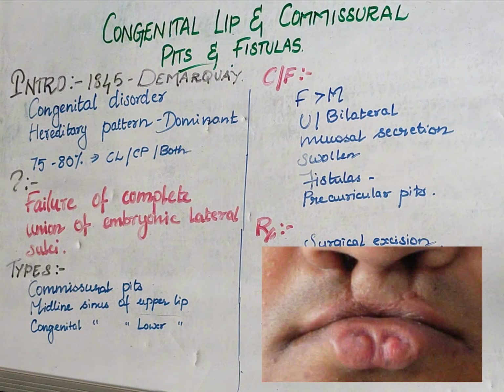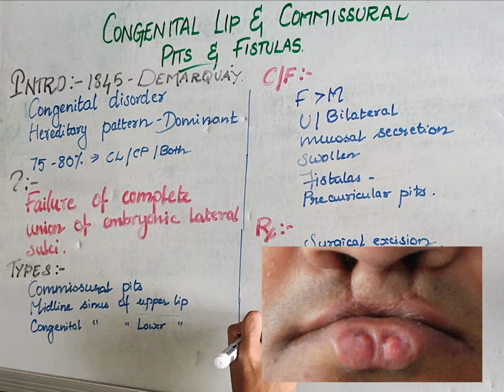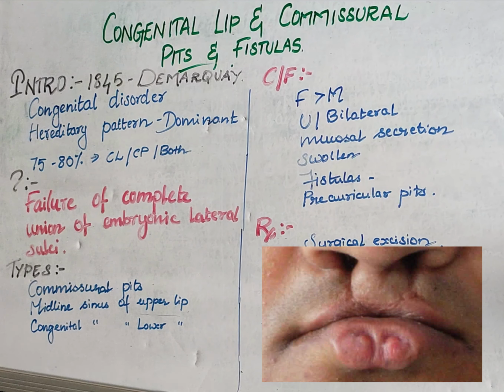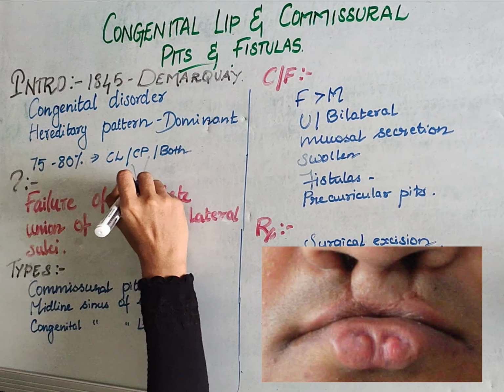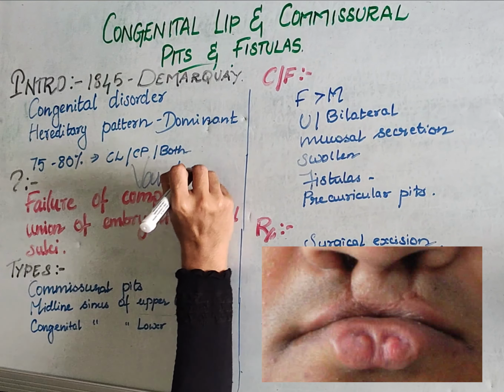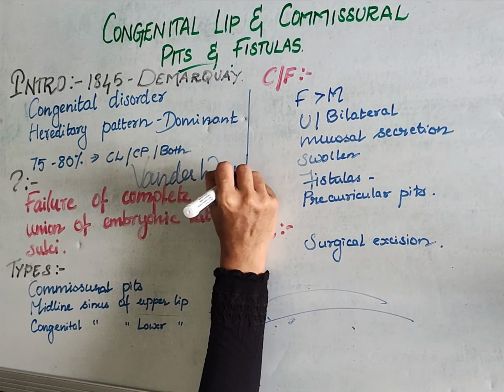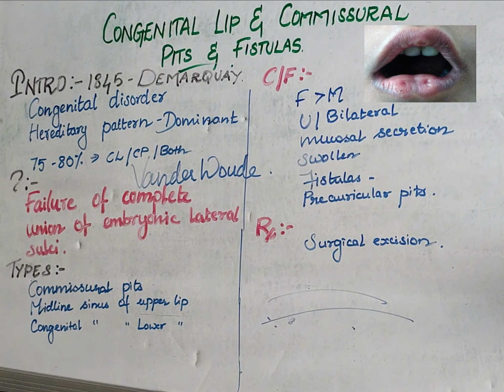In most of the cases, about 75 to 80%, the patient is not only going to have pits and fistulas, but they can be associated with cleft lip or cleft palate, and in some cases both cleft lip and cleft palate can be seen. When the pits of the lower lip and cleft lip or cleft palate or both are associated, it is known as Van der Woude syndrome. Woude syndrome is our next video in developmental disturbance of lips, where I will be discussing it in detail.